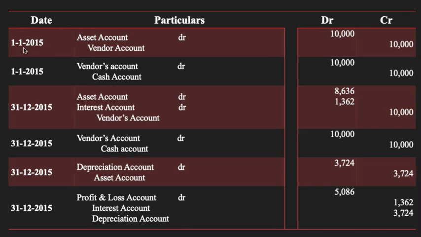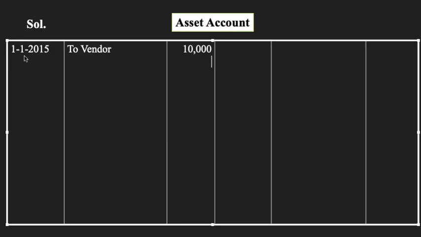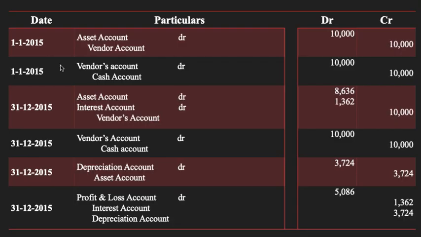Now if we see here on 1st of Jan 2015, we have asset account debit to vendors account. So in the asset account we are going to write to vendor. How much is the amount? The amount is 10,000. So the same we are going to write there in the asset account. So on 1st of Jan 2015, to vendor, how much? 10,000 rupees.